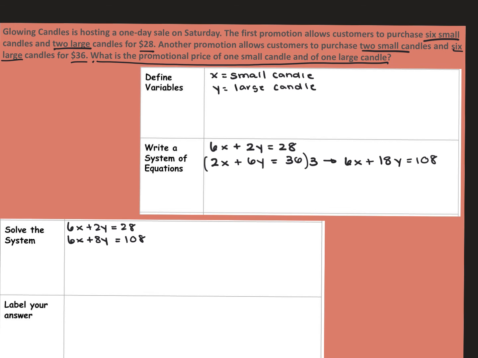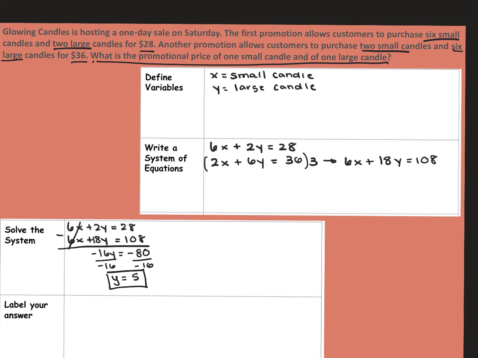Since my coefficients have the same sign, I'm going to subtract. So I have 6x minus 6x, which cancels out. I have 2y minus 18y, which is going to give me a negative 16y. All right, so now I have 28 minus 108, which gives me a negative 80. Going to divide both sides by negative 16. And I get y is equal to 5.